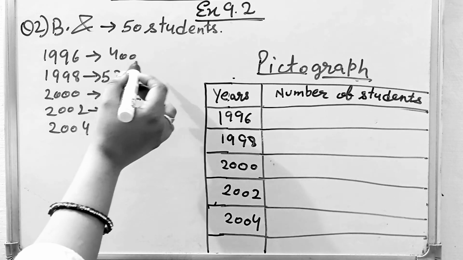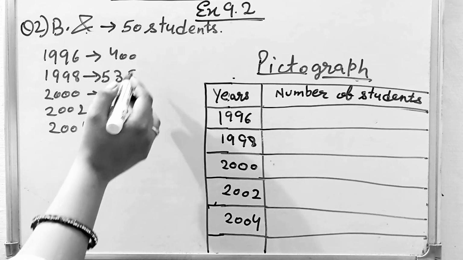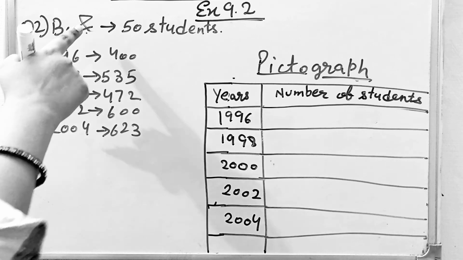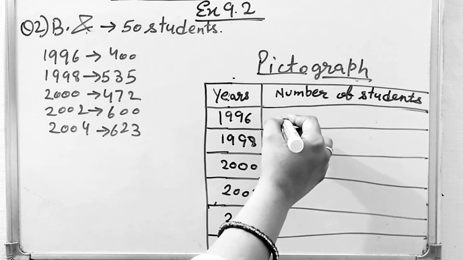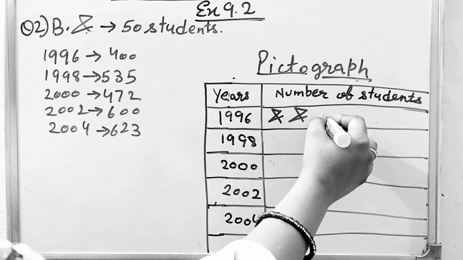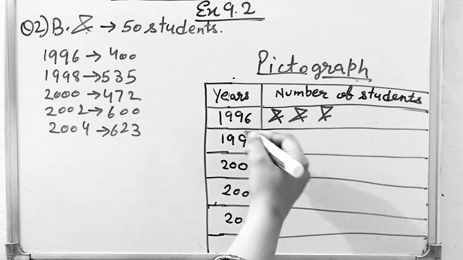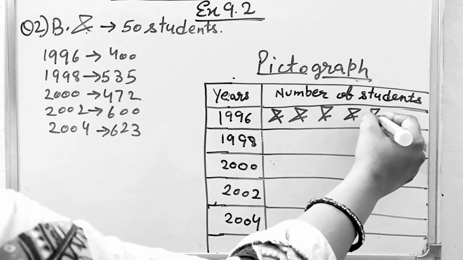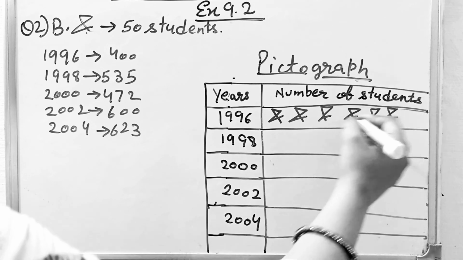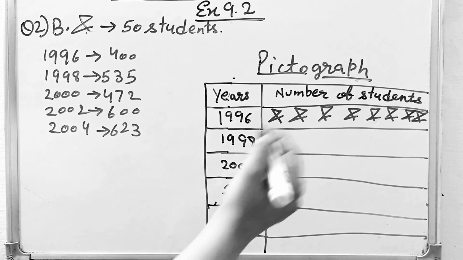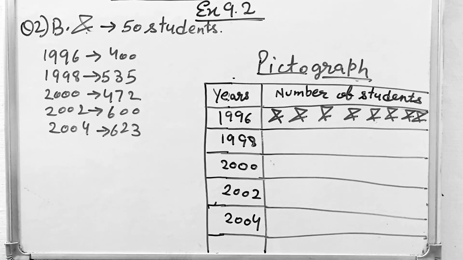Now for the first year, if this symbol is representing 50 students, that means to represent 400 students, we have to draw 8 such symbols. So we will draw 8 such symbols. You can take any symbol. It is not necessary that you take the same. So these 8 symbols will represent 400 students for the year 1996.